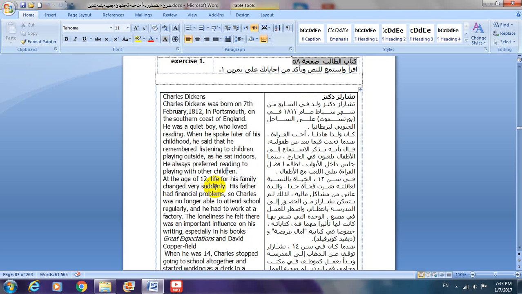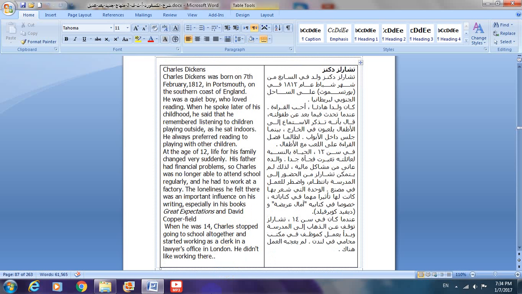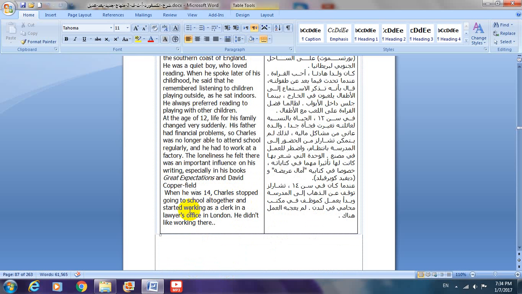At the age of 12, life for his family changed very suddenly. His father had financial problems, so Charles was no longer able to attend school regularly, and he had to work at a factory. The loneliness he felt there was an important influence on his writing, especially in his books Great Expectations and David Copperfield. When he was 14, Charles stopped going to school altogether and started working as a clerk in a lawyer's office in London. He didn't like working there.